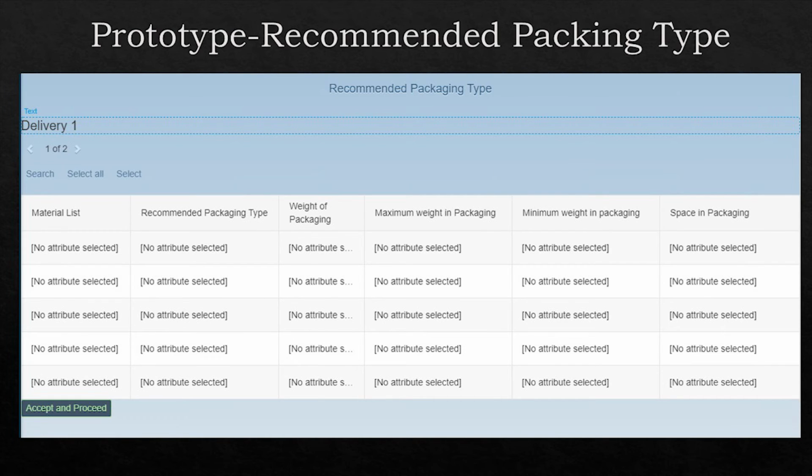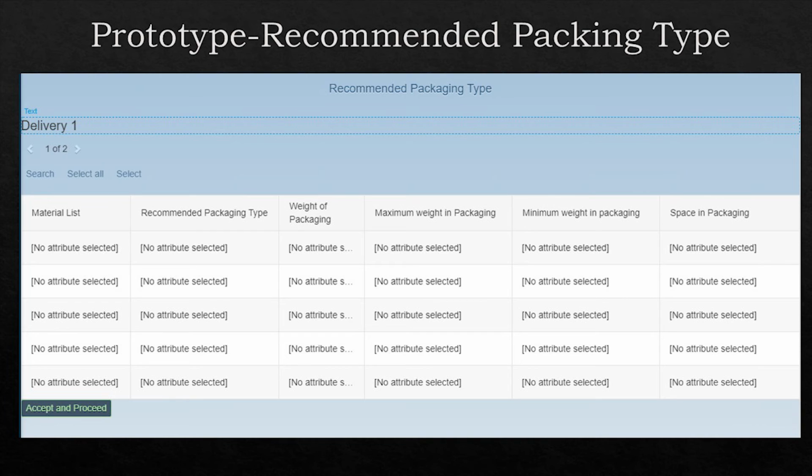The next step and the next option is the recommended packaging type. The system will have some kind of algorithm, or some kind of intelligence, which will help decide what packing type goes with which material. There will be a material list in the master data of SAP, as well as master data for the packaging type.